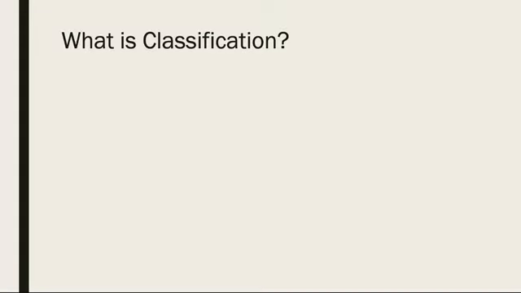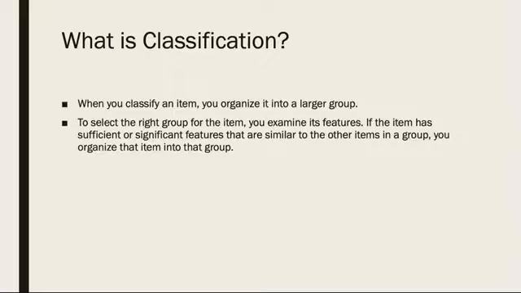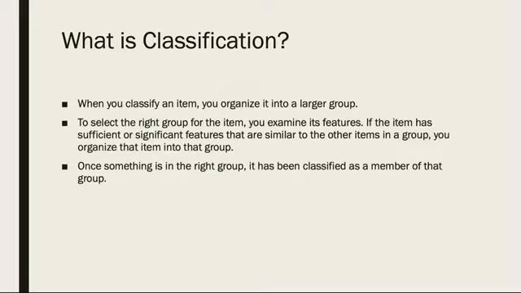So classification can help. And it's something that you do all the time. So when you classify an item, you organize it into a larger group. To select the right group for that item, you examine its features. If the item has sufficient or significant features that are similar to the other items in a group, you can organize that item into that group. Once something is in the right group, it has been classified as a member of that group.